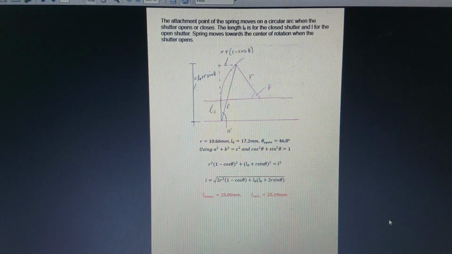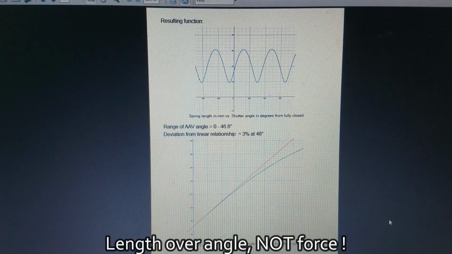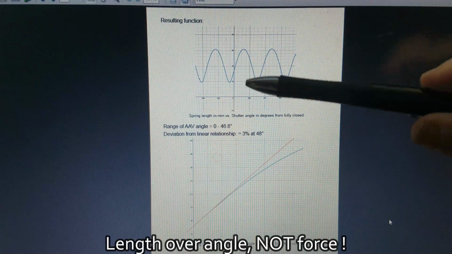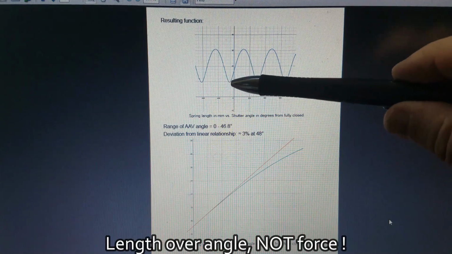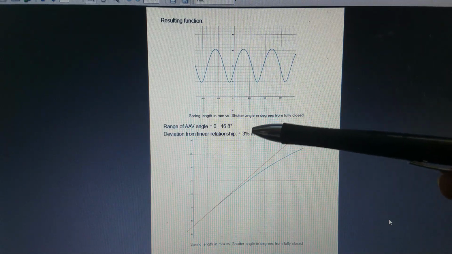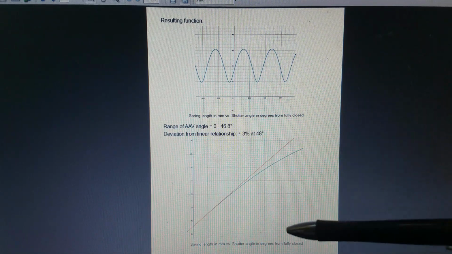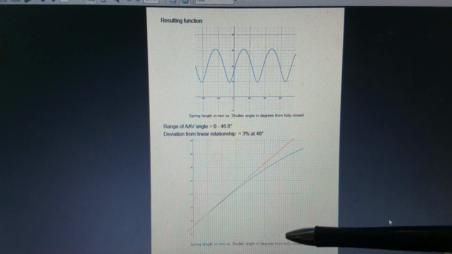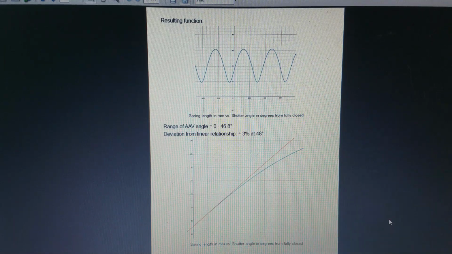This leads to a periodic function for the force over the angle. That is a bit sharper at the lower end and a bit more rounded on the top end. But what we are interested in is only roughly, let's say, 50 degrees. That's the part that we are interested in.